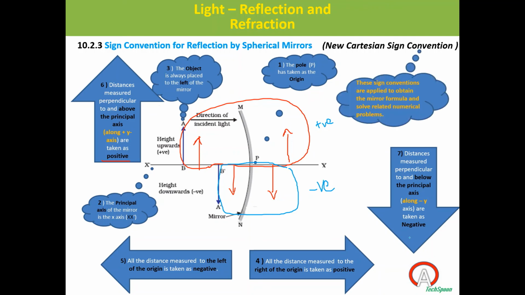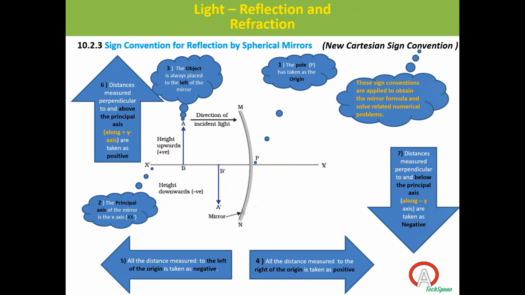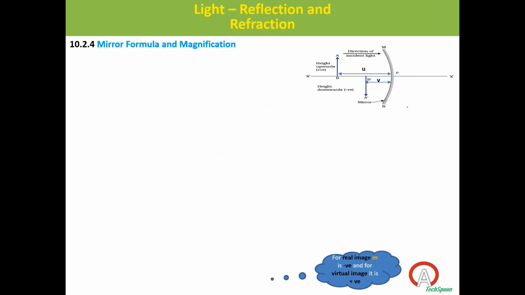The sign conventions are applied to obtain the mirror formula and solve related numerical problems. So this sign convention is required to solve numerical problems. Next we will discuss mirror formula and magnification. So this is a concave mirror, right? This is an object. This is an image.